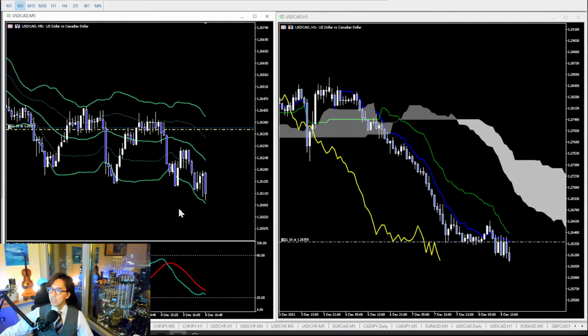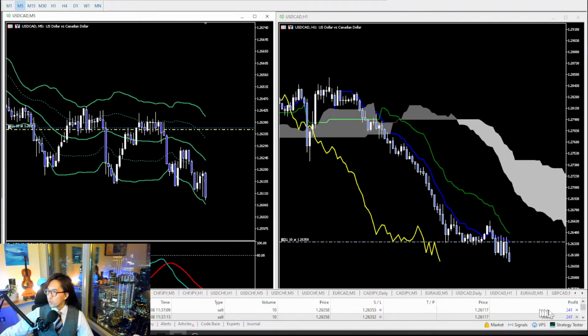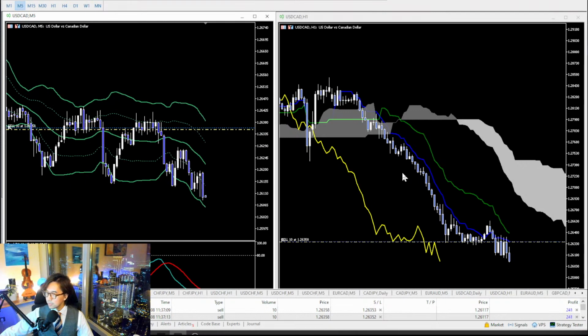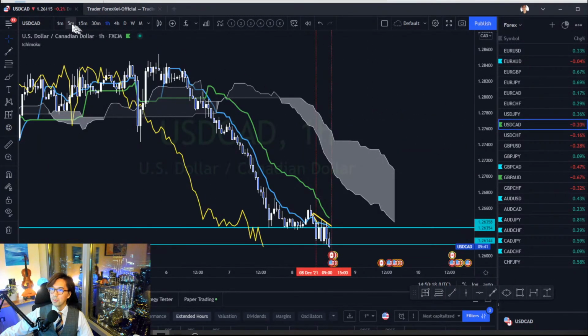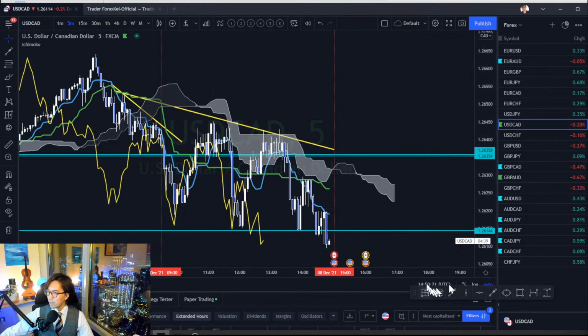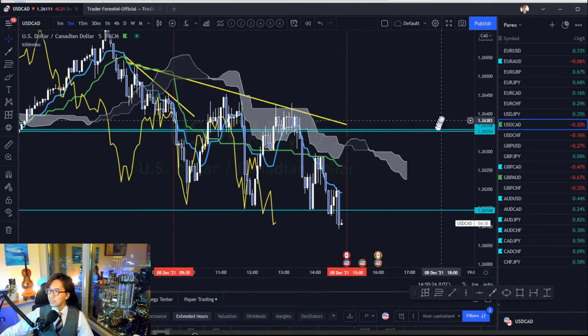So let's see what happens now. It looks like USDCAD is continuously going down and broke the support. And now I'm running 24 pips. Still very small, but it's safer to have the break even before the news. So let's continue to monitor this one. Okay, so let's see. I prefer to monitor by TradingView because it's visually better.